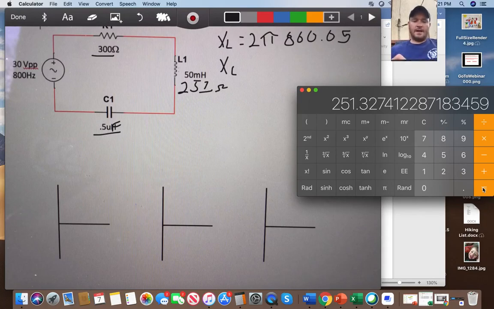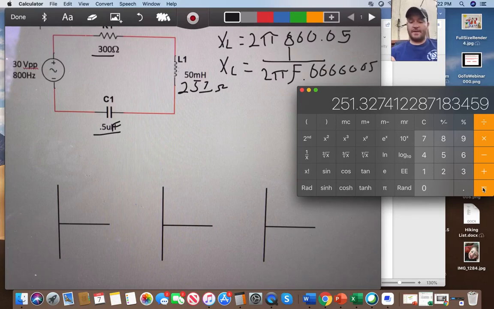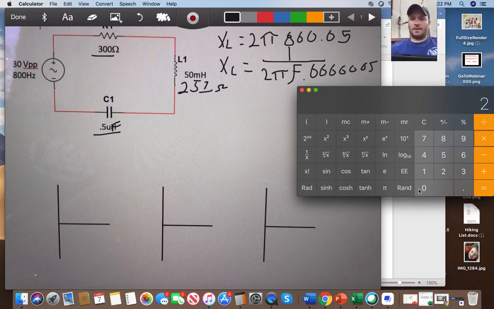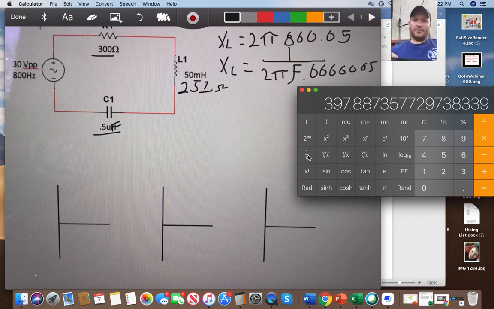ohms. Now for my X of C, the formula is 1 over 2 pi times the frequency times 5 micro, so 0.000005. Let's run these real quick. 2 times pi times 800 times 0.000005 equals, and I inverse that, and I ended up with 397.98 ohms. That's basically 400. You can see there is a little off.